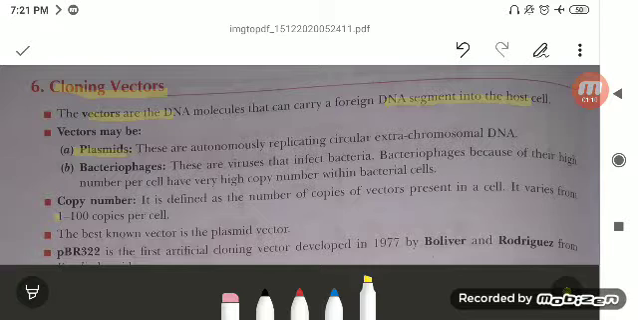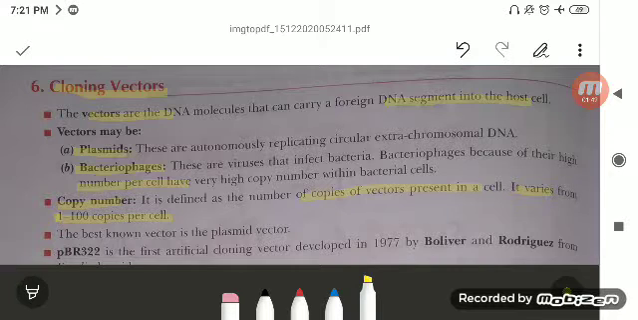Number two is bacteriophages. These are the viruses that infect the bacteria. Bacteriophages have a very high copy number within the bacterial cell. What do you mean by copy number? It is defined as the number of copies of vectors present in the cell, meaning the number of plasmids present in the bacterial cell. It varies from 1 to 100 copies per cell.